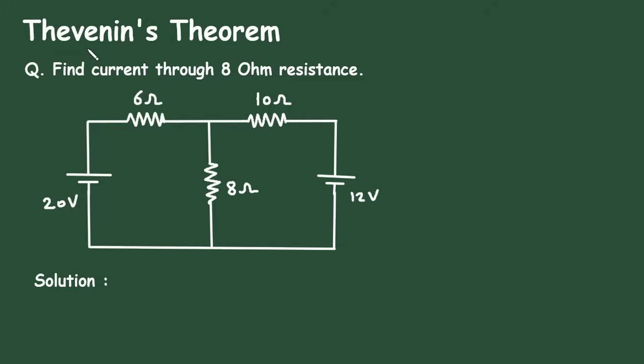Thevenin's theorem. Question: find current through 8 ohm resistance. Here in this circuit, we have to find the current through this 8 ohm resistance by using Thevenin's theorem. Solution: first of all, we will see what is Thevenin's theorem.